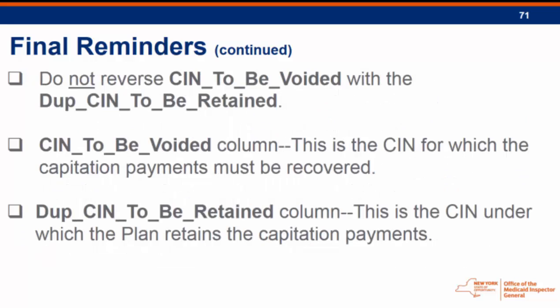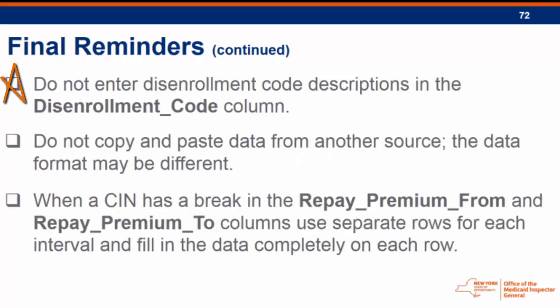Do not reverse SIN to be voided with the dupe SIN to be retained. Remember, the SIN to be voided column is the SIN for which the capitation payments must be recovered. The dupe SIN to be retained column is the SIN under which the plan will retain the capitation payments. Do not enter the same SIN in both columns. Do not enter disenrollment code descriptions in the disenrollment code column. Do not copy and paste data from another source. The data format may be different.